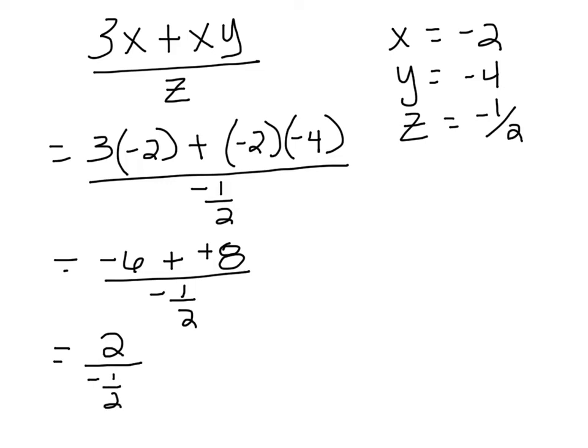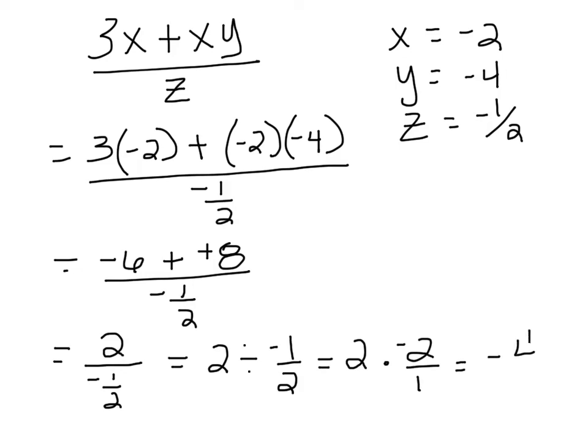Lots of you left it this way. We never leave our problems like this. If we read it, it says 2 divided by a negative 1/2. But we don't divide by fractions. We multiply by the reciprocal. So we really have 2 times a negative 2 over 1, which is a negative 4.